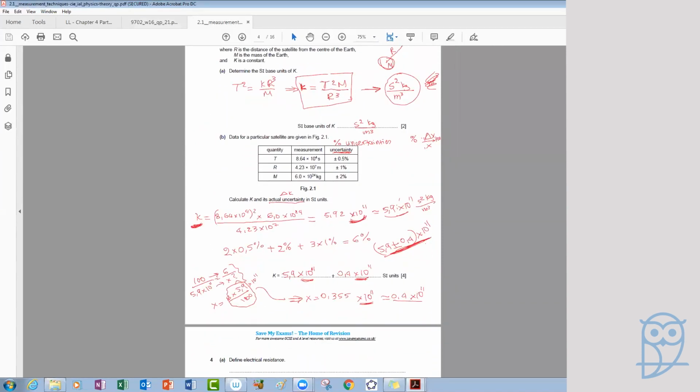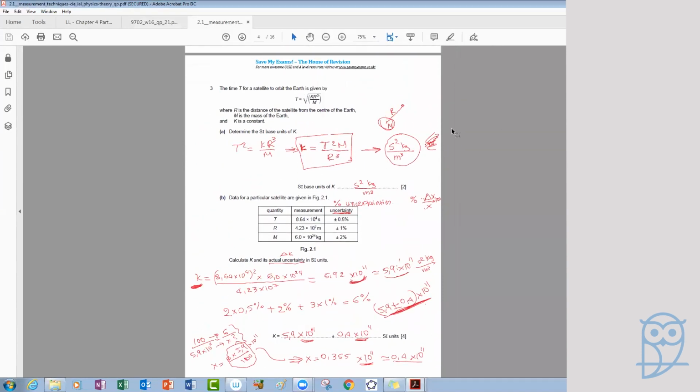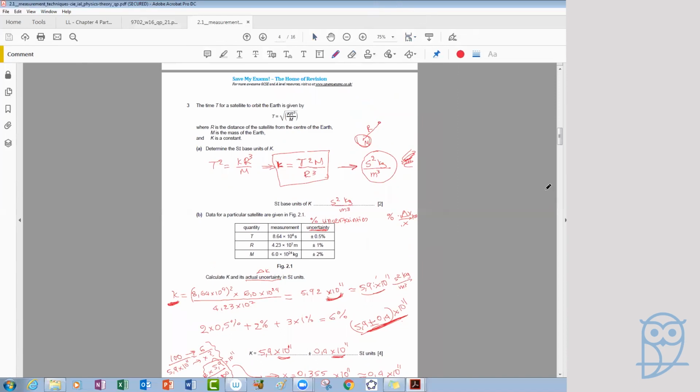Something that we have solved. For example, here. Do you remember this? What was that? We had to calculate... then determine the SI base units of K. Oh, that was about units. Then calculate K. They give us this formula, and we have to calculate K from here. So what do we find for K?